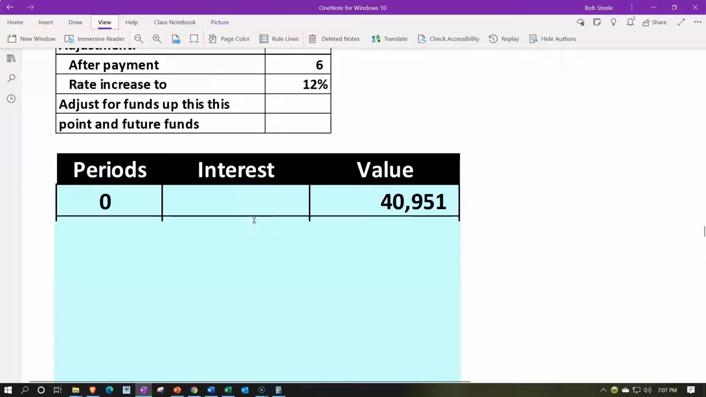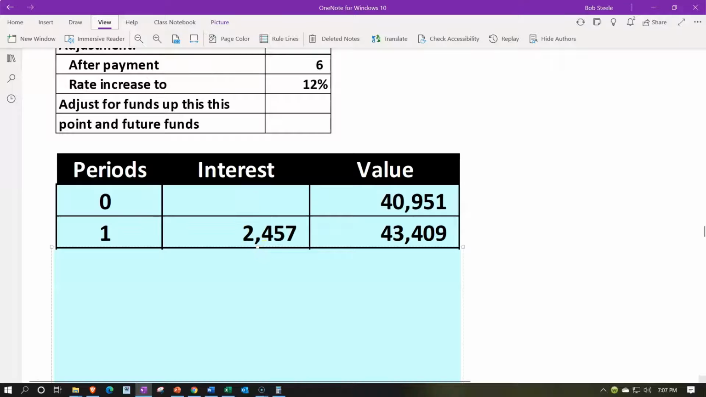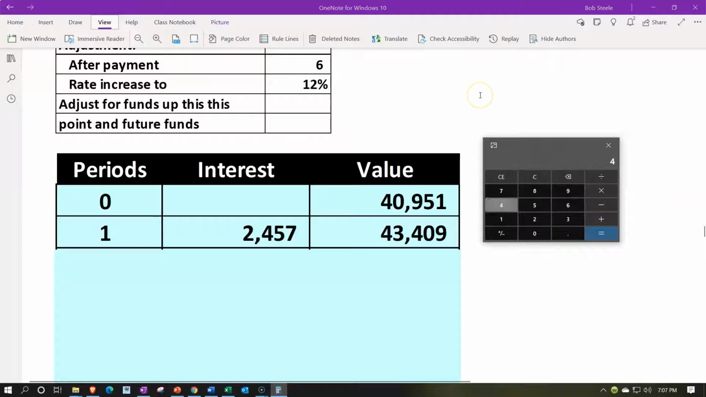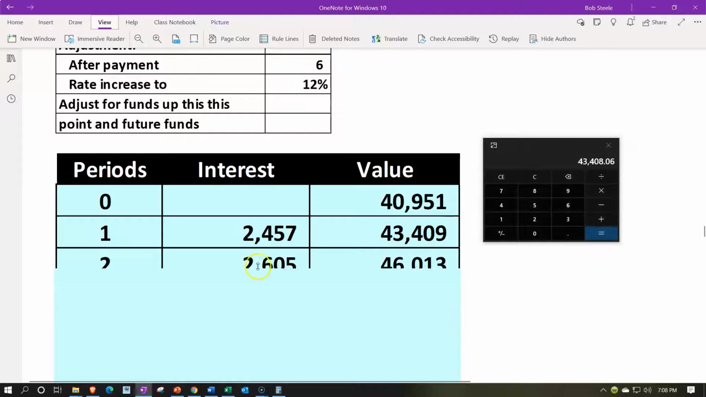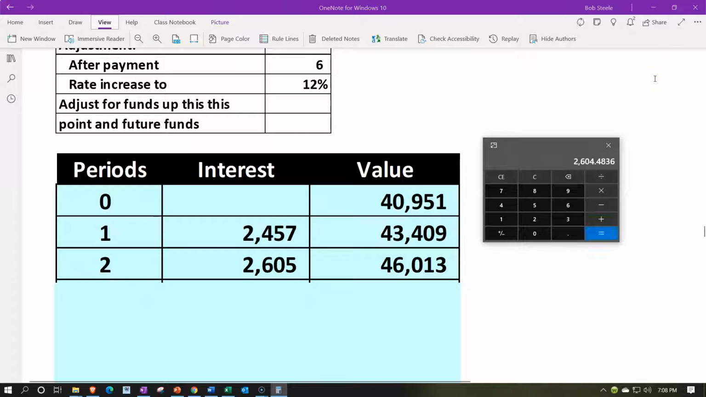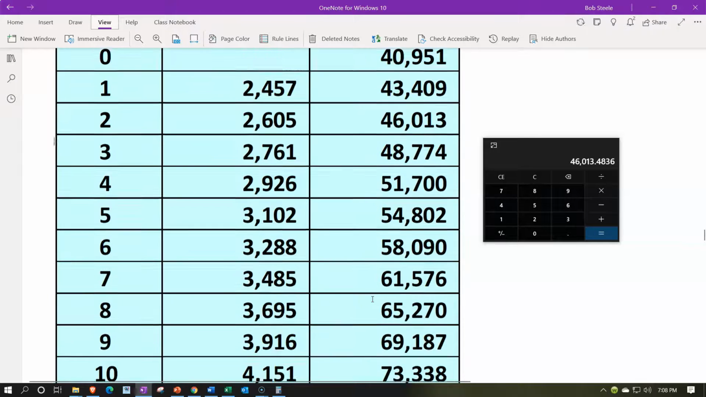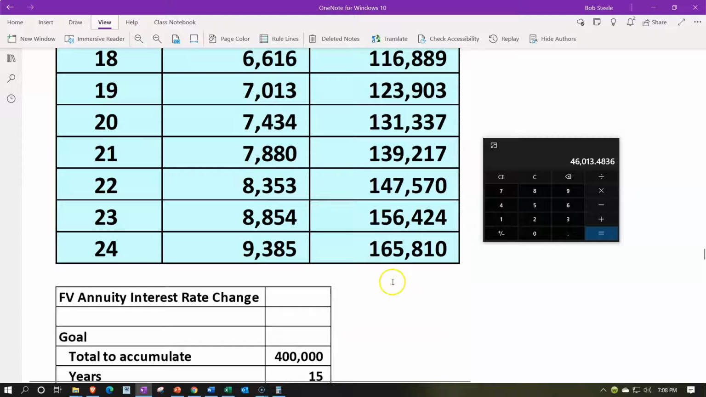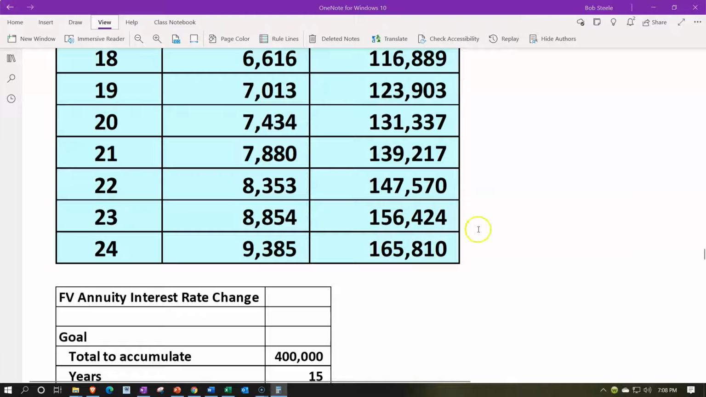Running balance, we're going to say it starts at the 40,951, and then we'll multiply this out. 40,951 times 0.06, that's the 2,457, plus the prior balance 40,951, that gives us the 43,409. If we take that times the 0.06, we get about 2,605, plus the prior balance 43,409, gives us the 46,013 and so on. We can do this on down, and that would get us, at the end of the day, to about 165,810. We took the pennies off this time.